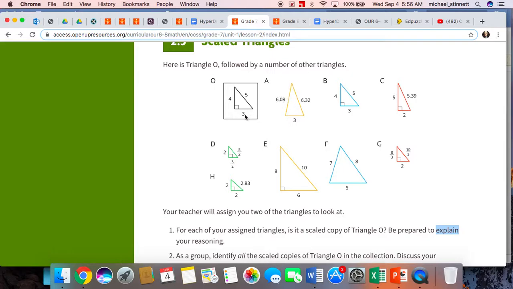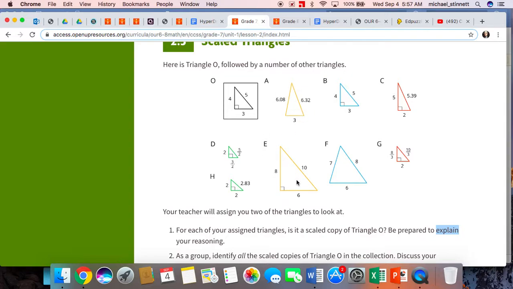To get from 3 to 3, I just multiply by 1. Well, 4 times 1 is definitely not 6.08. So we can already see that this did not work at all. We could check it with our last one too, but 5 times 1 is not 5.32. So our scale factor would have had to be 1 because 3 times 1 is 3, but none of our other sides work. So this one is not a scale copy, you can cross it out.